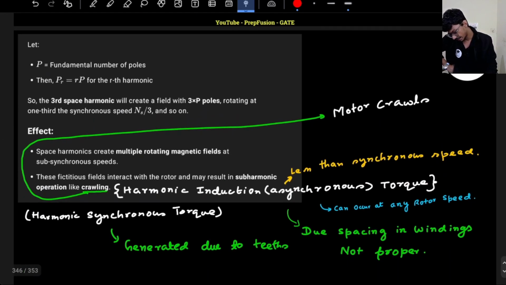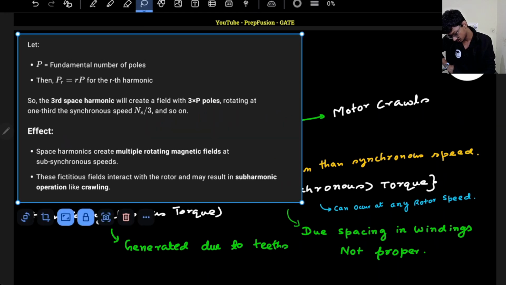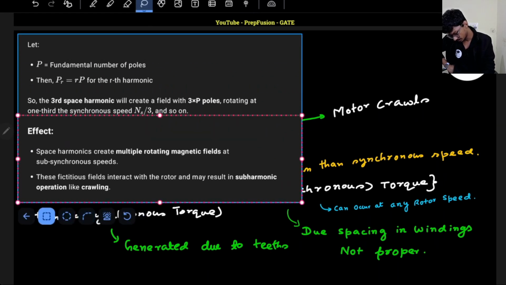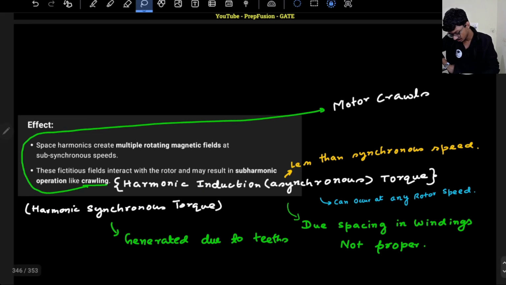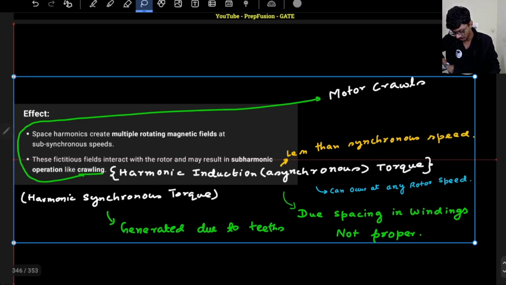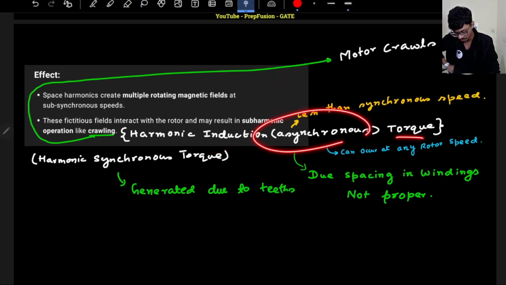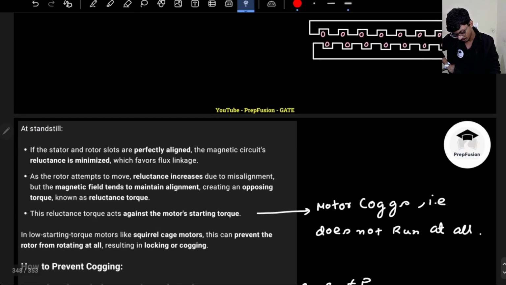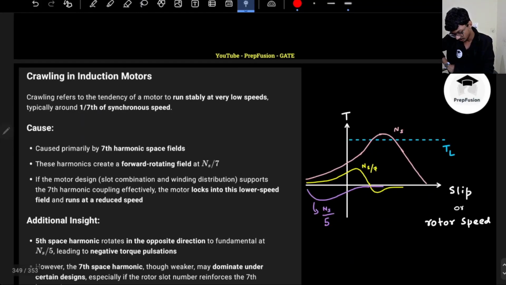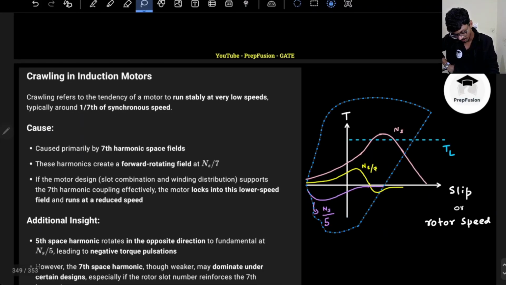So what is the effect basically? In the case of space harmonics, we will have two kinds of harmonic effects. One is the harmonic induction torque, that is the asynchronous one. I have the torque speed graph here, so this is the torque speed graph with all the harmonics considered.